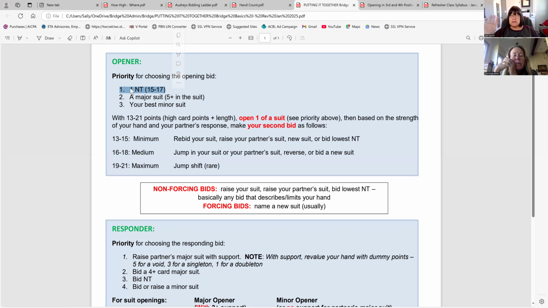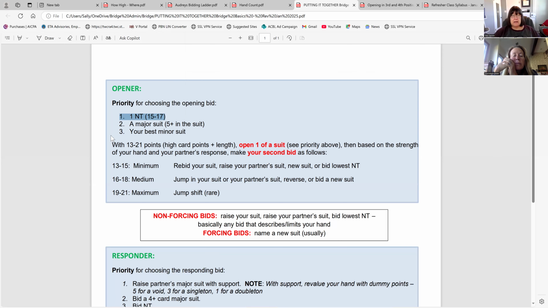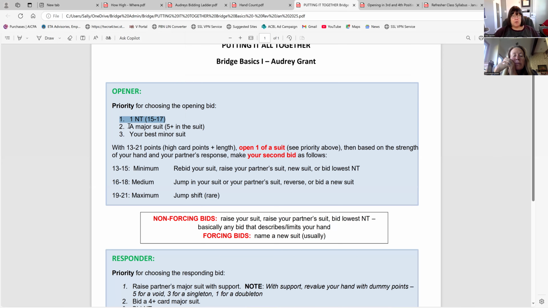And we're going to discuss those next week. We're going to discuss no trump bidding. Today, we're going to focus on these other two bids, and that is your second priority, which is to bid a major suit if you can. For a major suit, 13 to 21 points, but you're promising 5 in the suit.